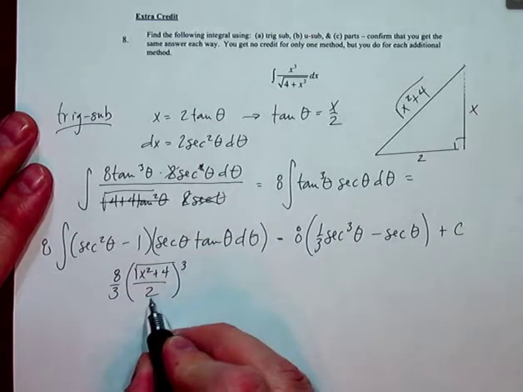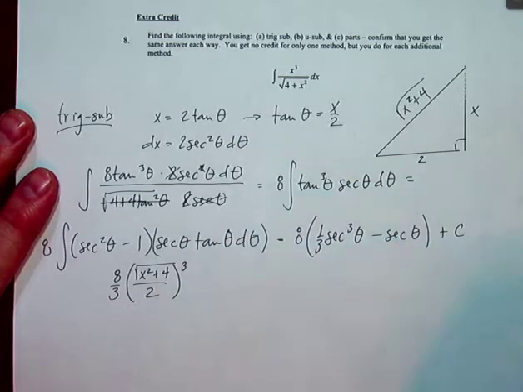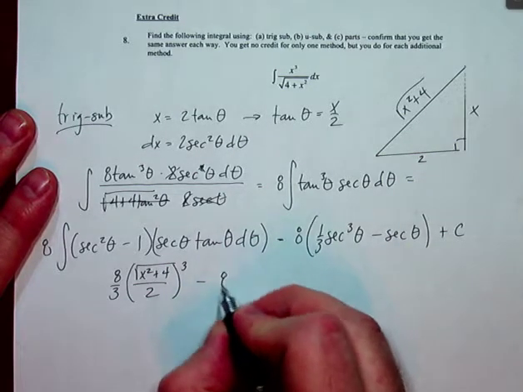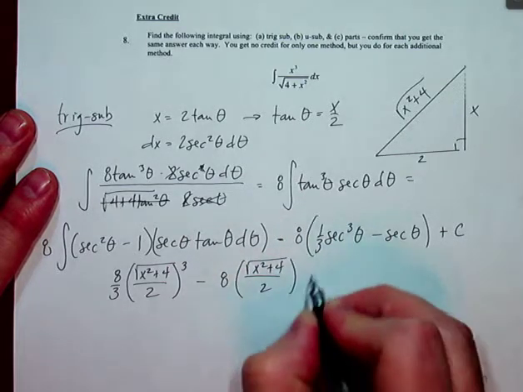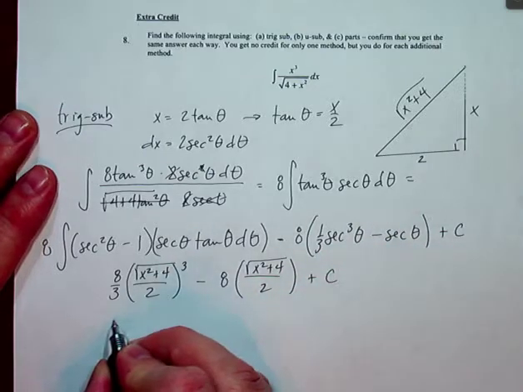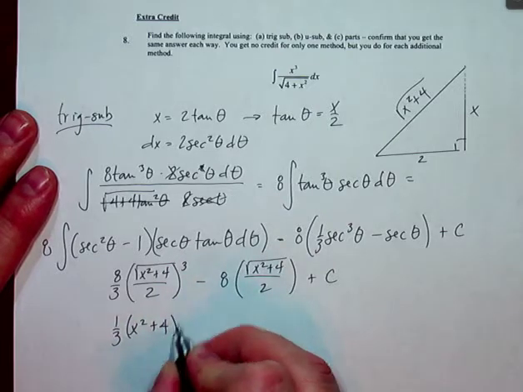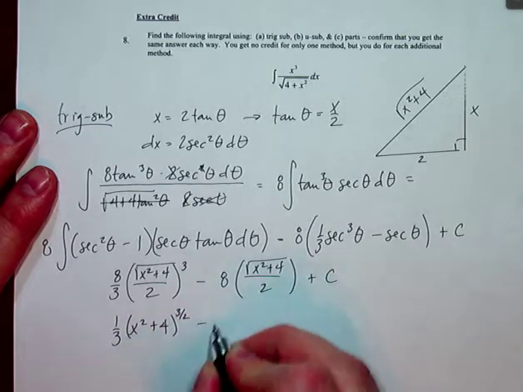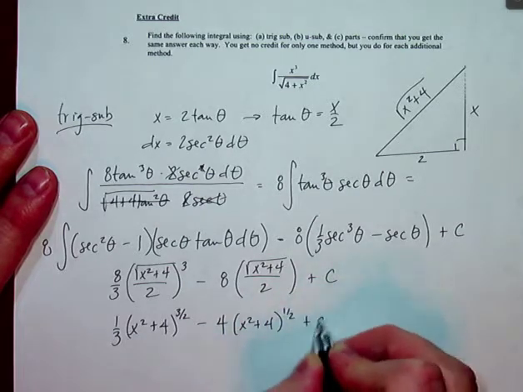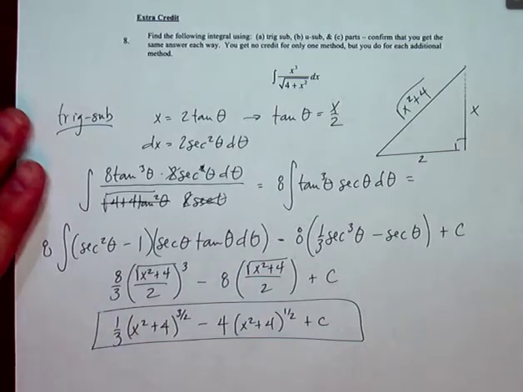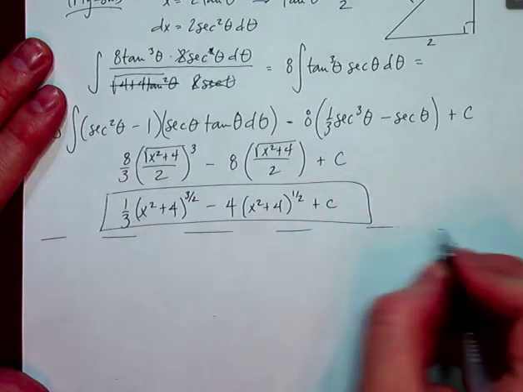Well, that 2 cubed and that 8 are going to cancel out, and you're going to be left, of course, with 1/3, blah, blah, blah, blah. But let's go ahead and do the secant over here as well, which is, of course, the same ratio. It's just not cubed this time. And therefore, I have 1/3 x squared plus 4 to the 3/2 minus 4 times x squared plus 4 to the 1/2 plus c. Now, we've done that. Now, let's do it by u sub.